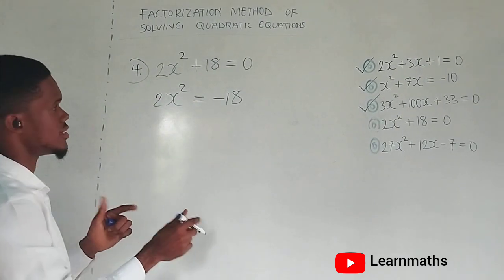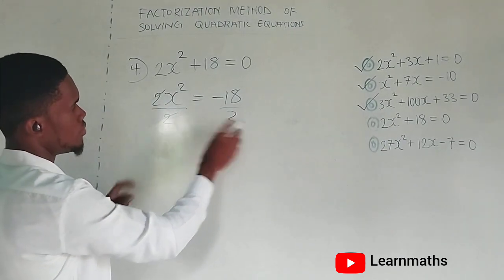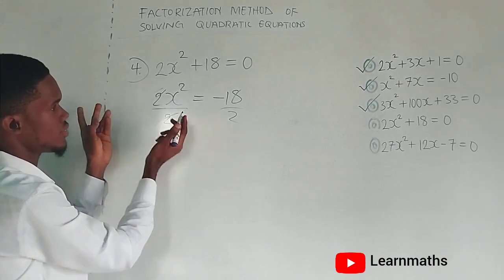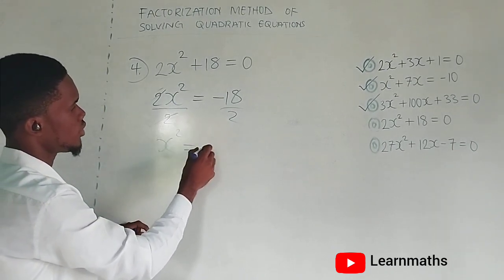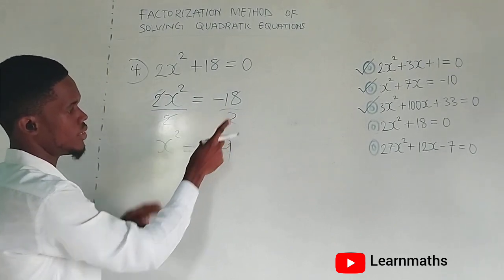The next step to take is this. You divide both sides by 2, for x squared to be alone. You divide both sides by 2. So these two cancel these 2. We have x squared equal to negative 9, since 18 divided by 2 is 9.